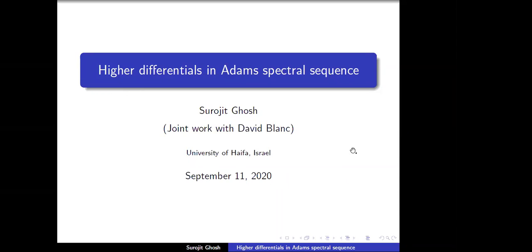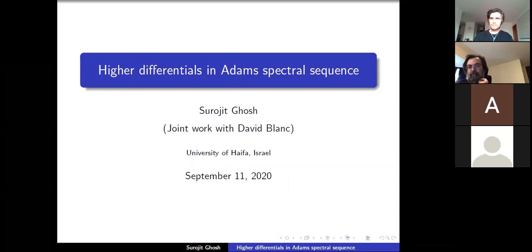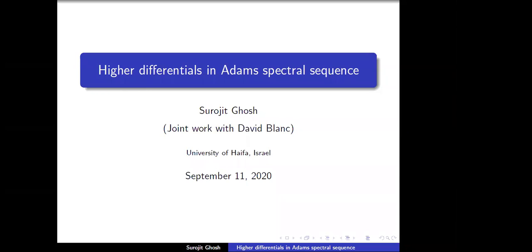Today I'm going to talk about the higher differentials in Adams spectral sequence. We know that in algebraic topology our fundamental object is computing the higher homotopy groups, at least for spheres. The Adams spectral sequence is one kind of basic tool to compute these homotopy groups of spheres, or rather some good spaces.